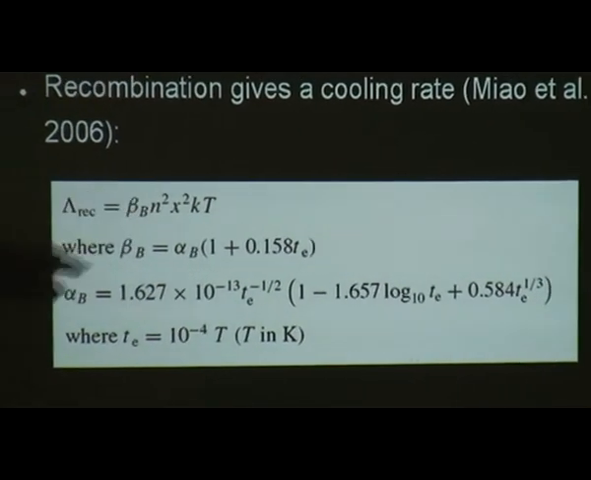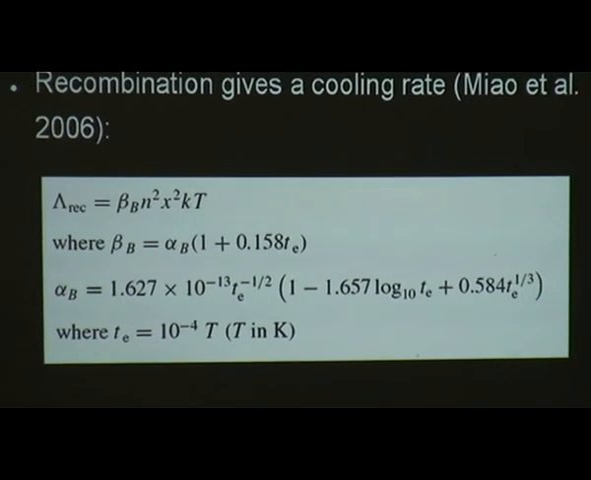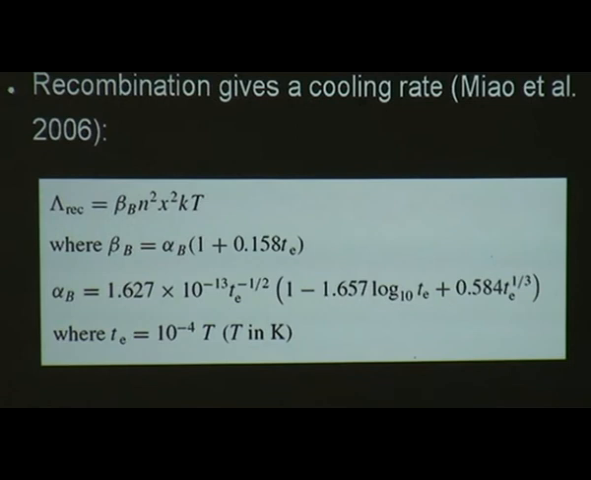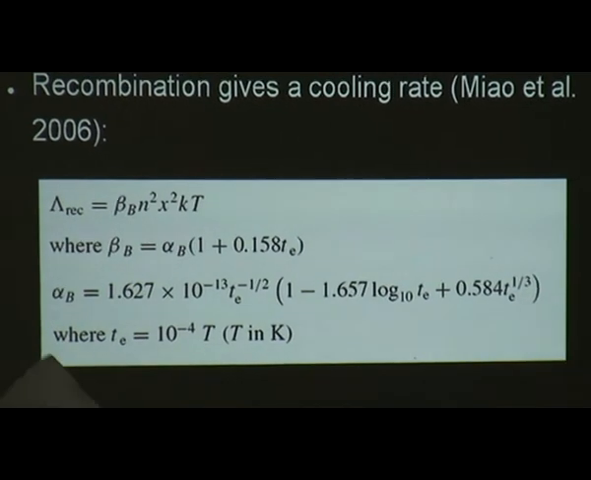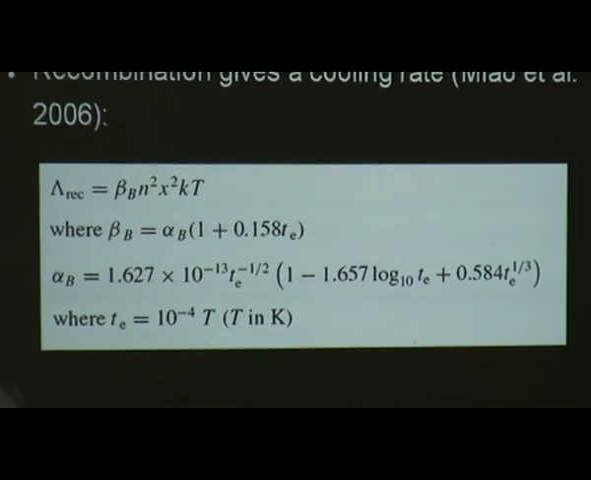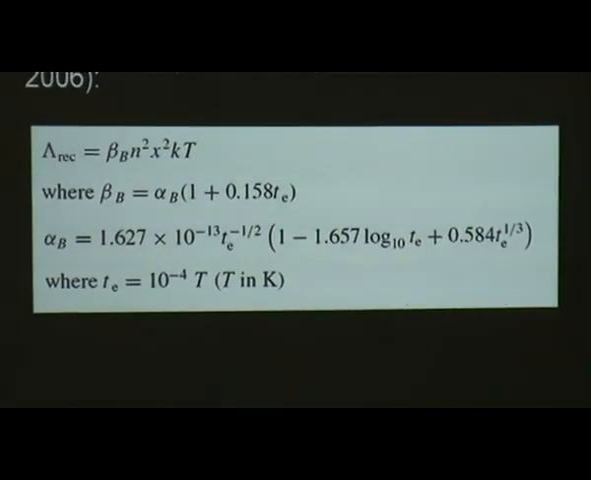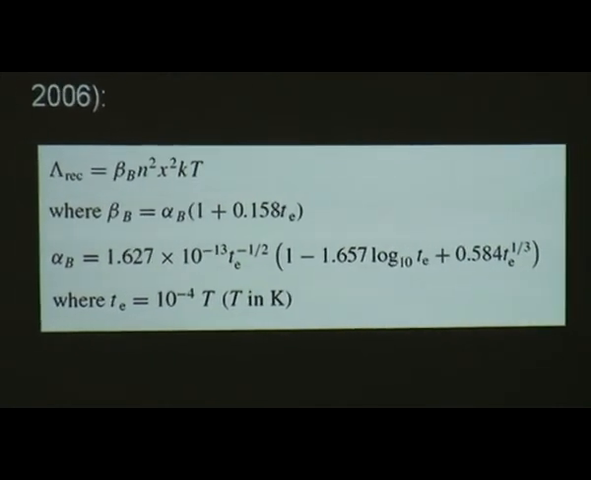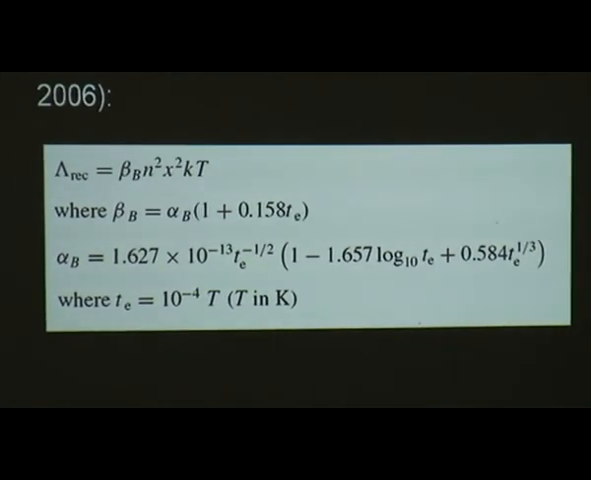Yeah, but okay, so there is just one fit. It would be more clear if they defined a little bit more about the alpha thing. So yes, alpha B is an approximation of the recombination coefficient. So it uses some kind of approximation.